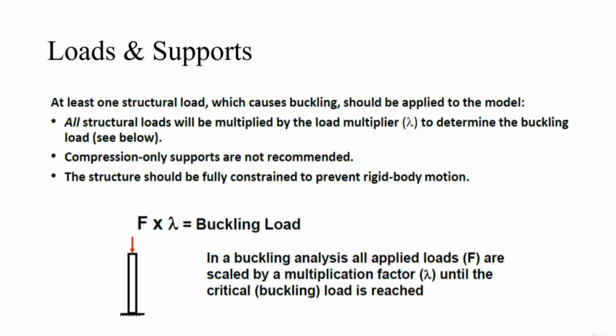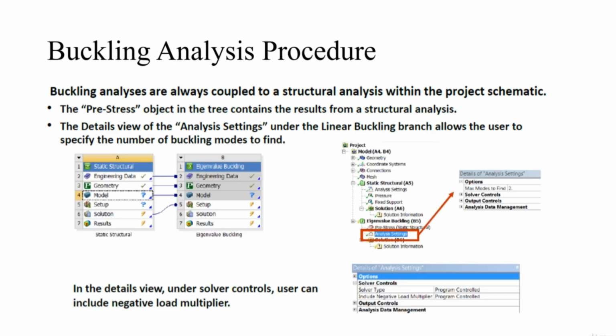So what happens in buckling analysis, all the applied loads F are scaled by a multiplication factor, lambda, until the critical buckling load is reached. So coming to the buckling analysis procedure, we are going to take the static structural and perform this static structural analysis, and from that we are going to transfer the loads to the eigenvalue buckling analysis, where we are going to find out the critical buckling load as well as this multiplication factor and the shape in which this particular object or product is going to buckle.